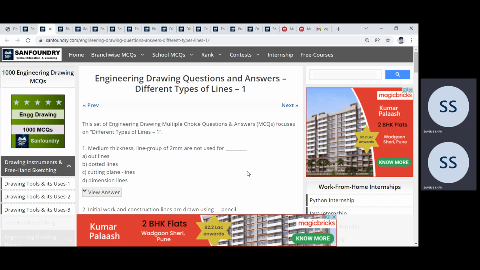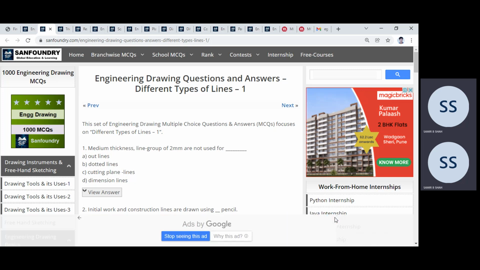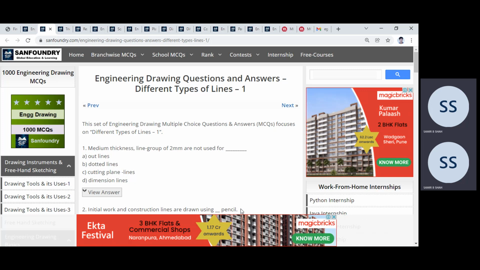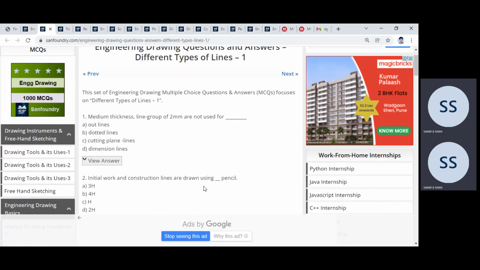In today's lecture, I am trying to cover basics of engineering graphics, scale, point, and line. Let's start the basic MCQs one by one.